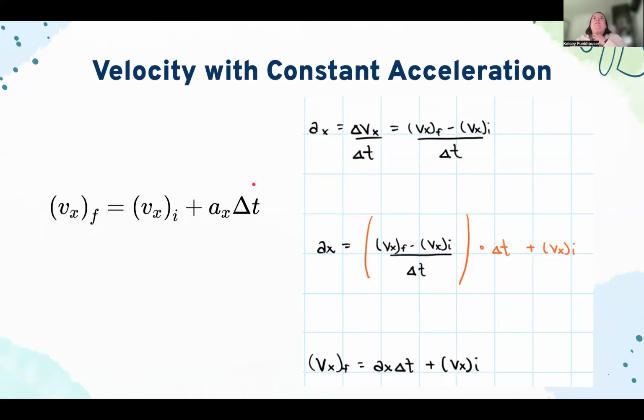So looking at velocity with constant acceleration, we start again with our definition of acceleration, which is the rate of change of velocity, or the change of velocity over the time interval. And we can just expand the velocity term. So it's the final velocity minus the initial divided by the time interval. And we can multiply the time interval on both sides and then add the initial velocity to both sides. And we get this equation, which is the final velocity equals the initial velocity plus the acceleration times the time interval.